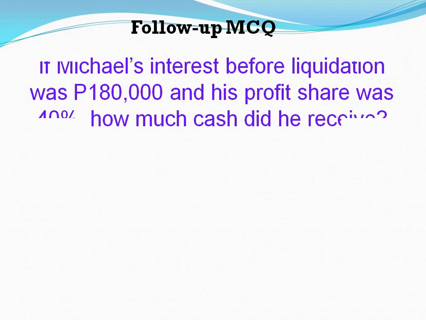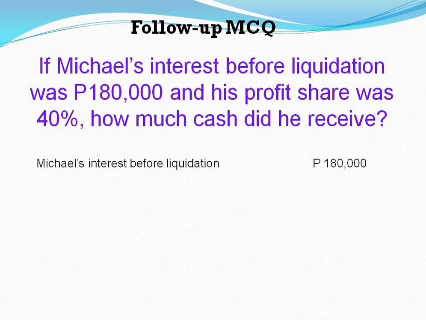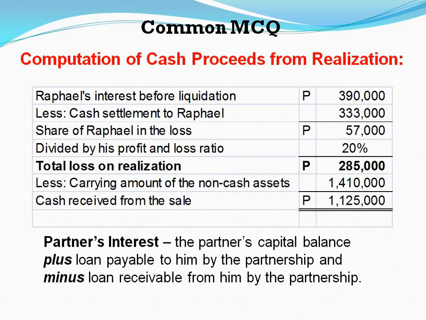A follow-up multiple choice question may be, if Michael's interest before liquidation was 180,000 pesos and his profit share was 40%, how much cash did he receive? Of course, we begin with his interest before liquidation of 180,000. And then what? Deduct his share in the loss on realization. How much is the loss on realization? As we have computed a while ago.